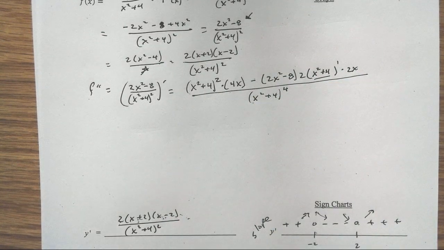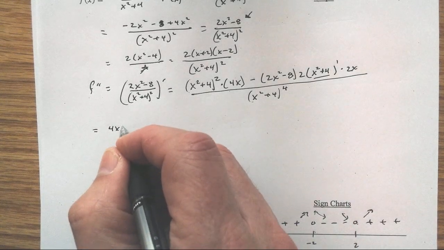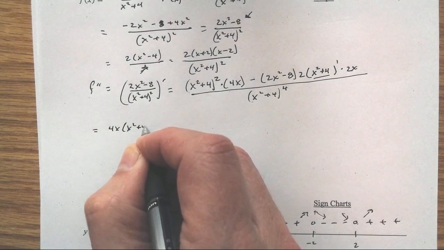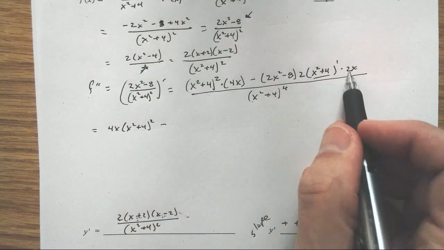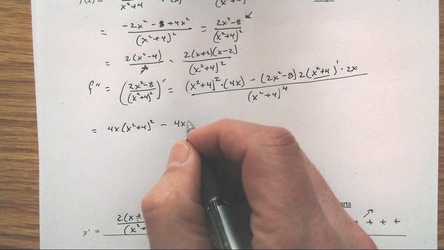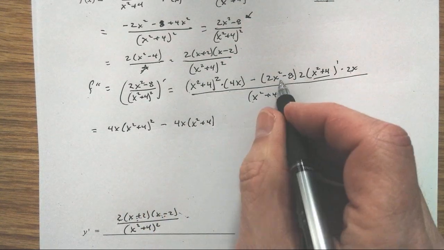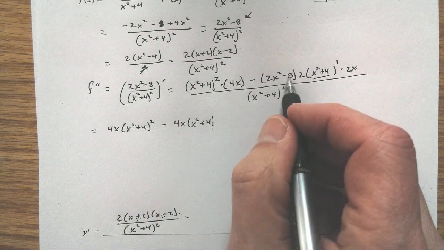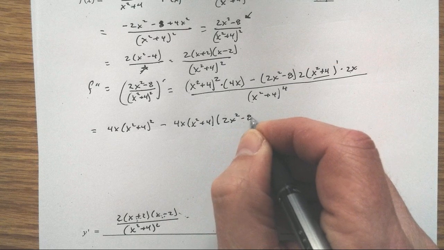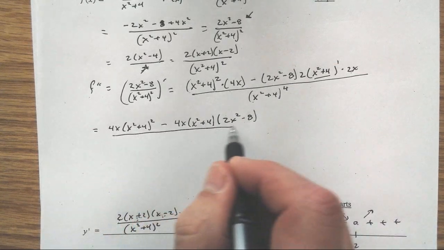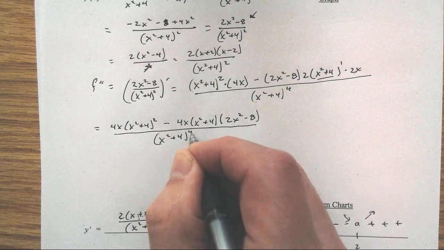All right, let's clean that numerator up here a little bit. 4x times x squared plus 4 squared, let's see, minus 2 times 2x. 4x times x squared plus 4 times, we still have this, and I can factor that 2 out, and I don't think it's going to matter. 2x squared minus 8, all on x squared plus 4 to the 4th.